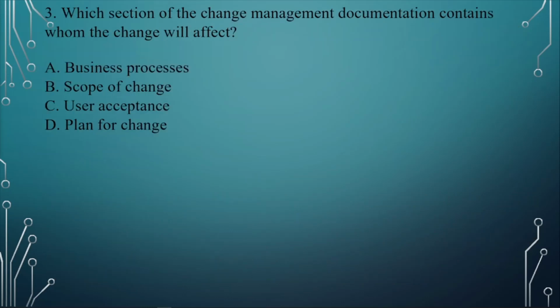Question number 3. Which section of the change management documentation contains whom the change will affect? A. Business processes. B. Scope of change. C. User acceptance. D. Plan for change.